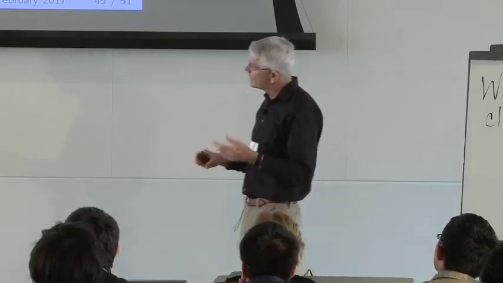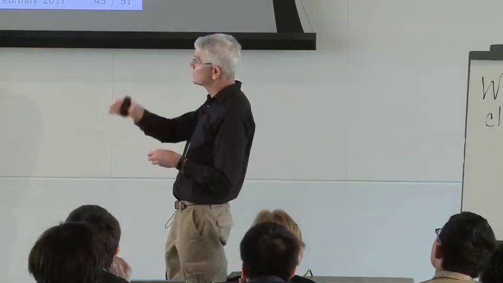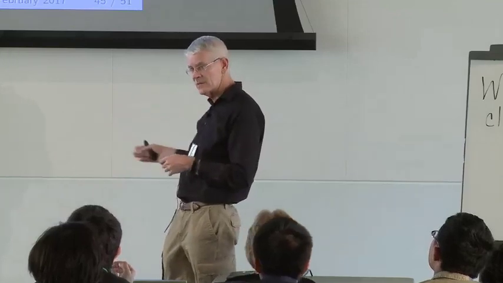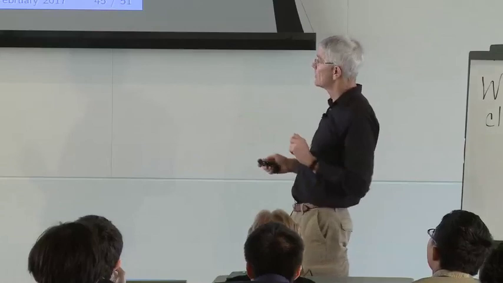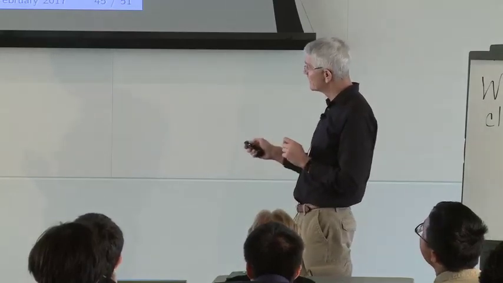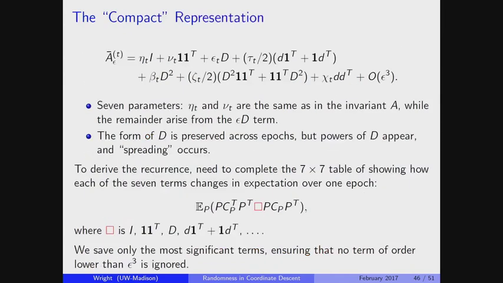And that's not bad because on the first epoch you get an order epsilon improvement. So this tells you what happens for a bunch of subsequent epochs. It doesn't go all the way to 0. So it's only an approximate analysis. And cutting to the chase, what we can end up showing is the overall per epoch rate is similar to what you get for the special case, the invariant A. So we can still prove linear rates.